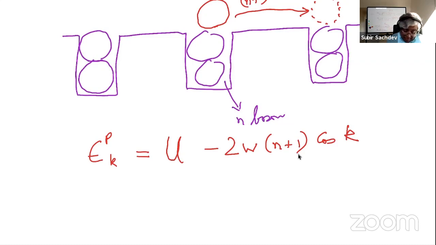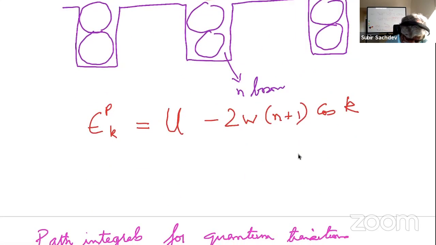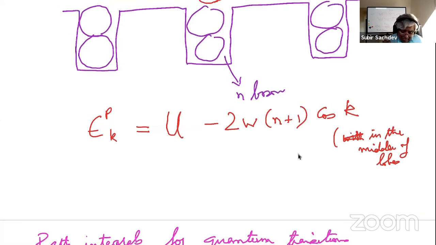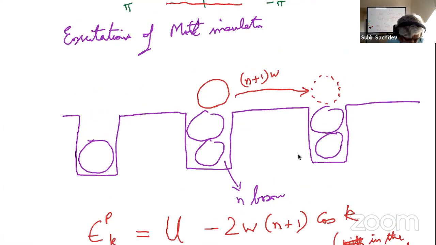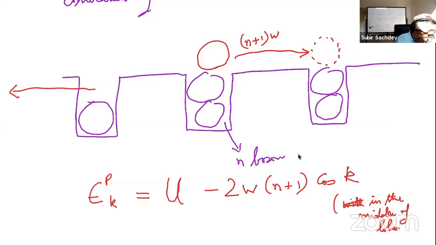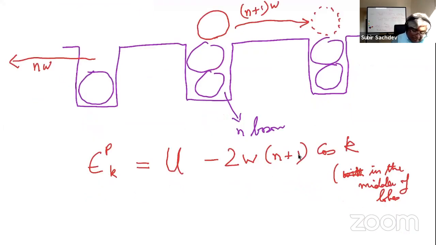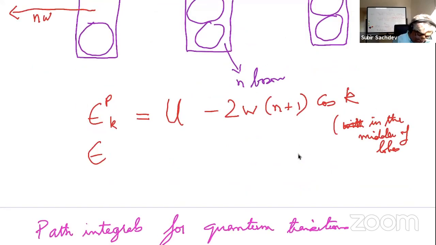At this particle-hole symmetric point, let me just say the middle of the lobes, you can work out what it is elsewhere. And then if you remove a boson, well, this hole can also hop around. And let's say this hole hopped here to the other side. There you get a matrix element of n times W, not n plus one. So this is the hole-like excitation. E hole as a function of k would also cost unit energy U minus 2W n times cosine k.